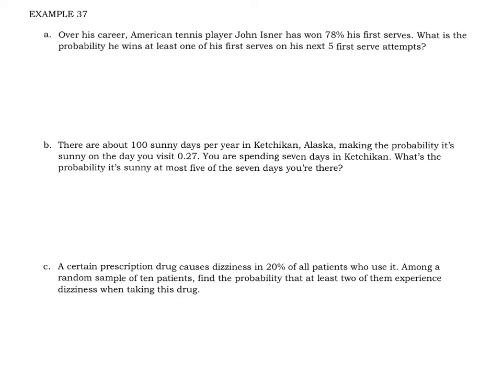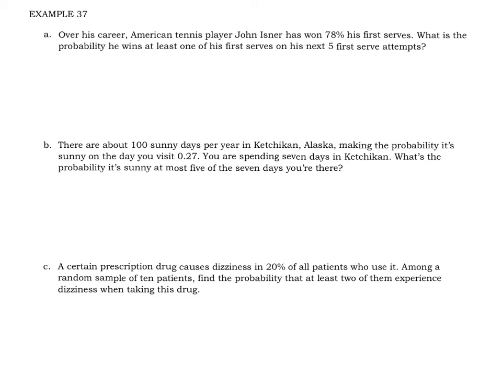All right, so now what we're going to do is put that idea of finding a binomial probability in the most efficient manner to good use. So the first thing I want you to realize is that these are all binomial situations. In this first one, when John Isner is serving in tennis, one serve does not impact the next. Every one is like a fresh start and a fresh slate.